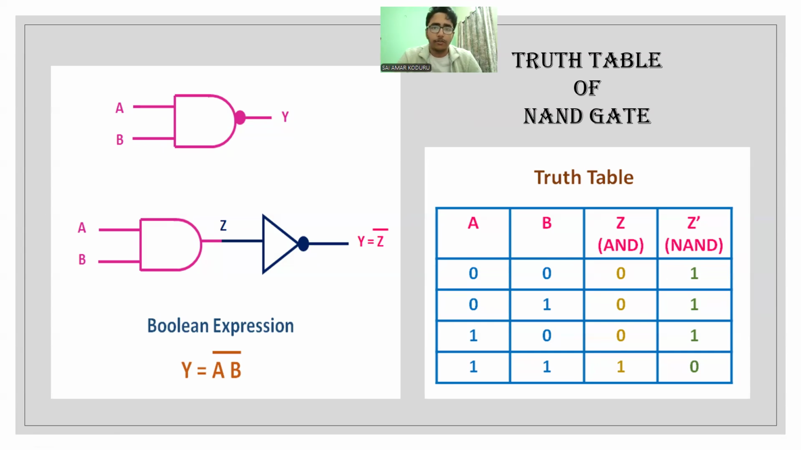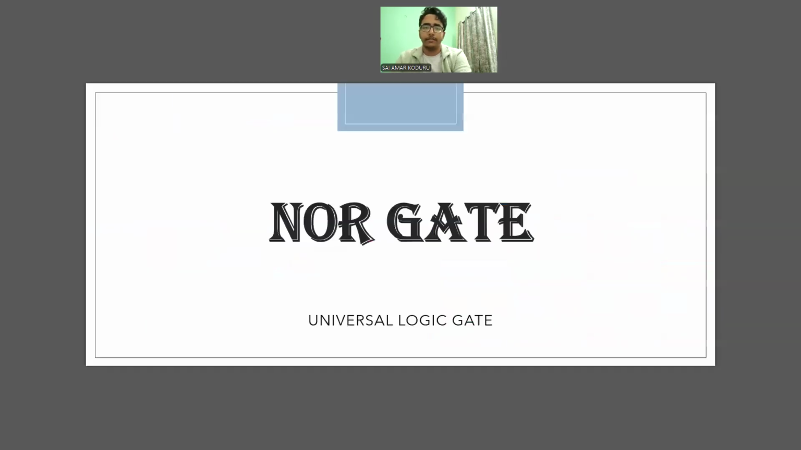what is the primary function of the AND gate? If both the inputs consist of 1, then the output would result in 1. In all other cases, the output would be 0. And for the NAND gate, which is a complement of the AND gate, if both the inputs consist of 1, then the output would result in 0. And in all other cases, the output would be 1. That's it for the NAND gate.